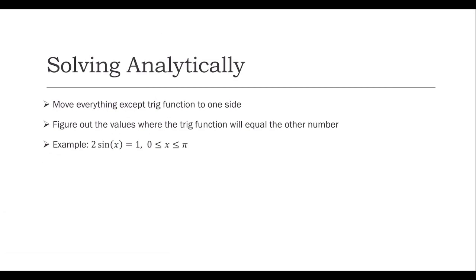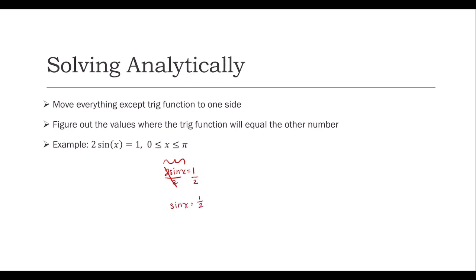Next, we want to solve analytically, so by hand. To do that, you'll move everything except for the trig function to one side, and then figure out which values there are where the trig function will equal the other number. So for this example, we have 2 sine of x equals 1 on the interval 0 to pi. So 2 sine x equals 1. We want just our trig function over here, so we'll divide by 2. And that gives us sine of x equals 1/2.